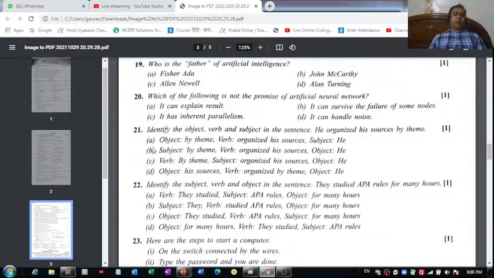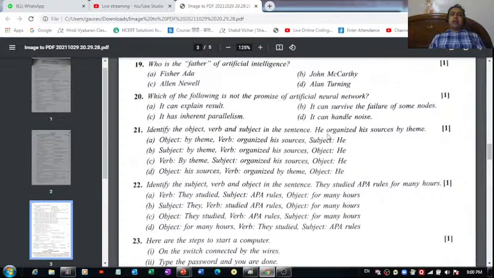Then comes question number 21. Identify the object, verb, subject in the sentence: He organizes his sources by theme. I think it's very easy. You all will be able to do it very easily. You all know the answer, but I'm here to explain each and every question to you, so definitely I'm going to explain this one also.